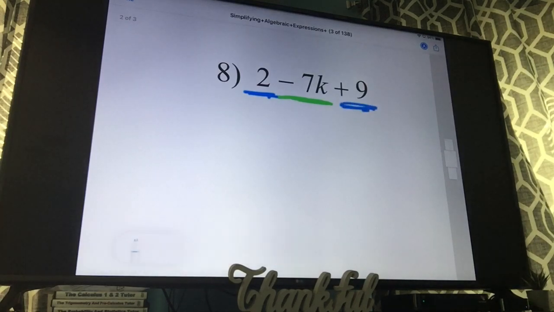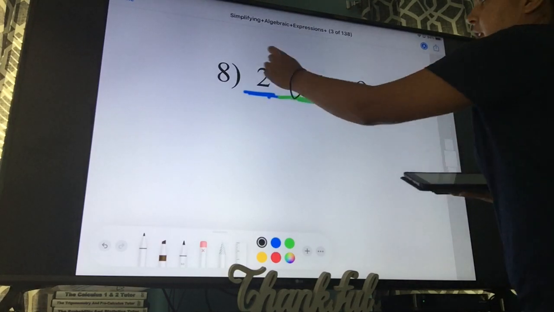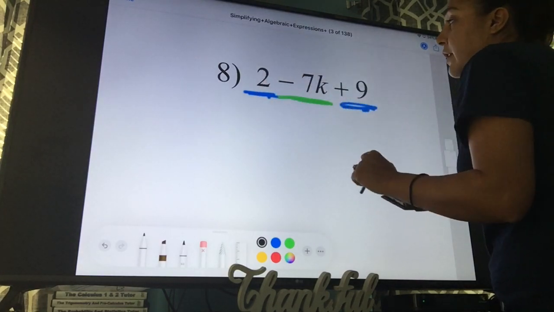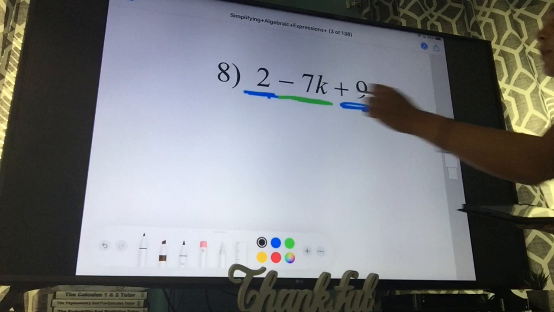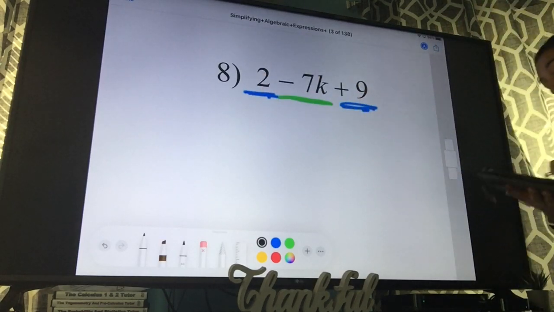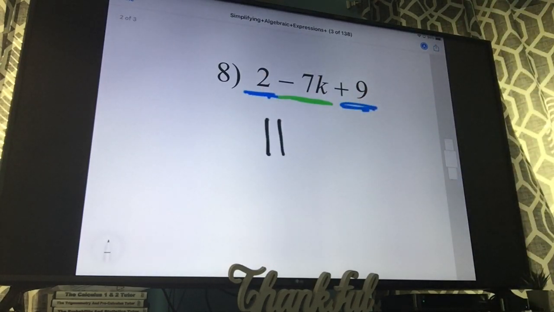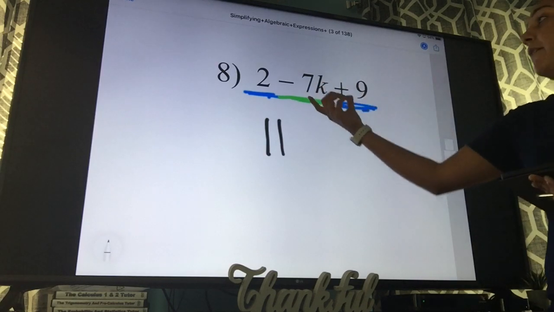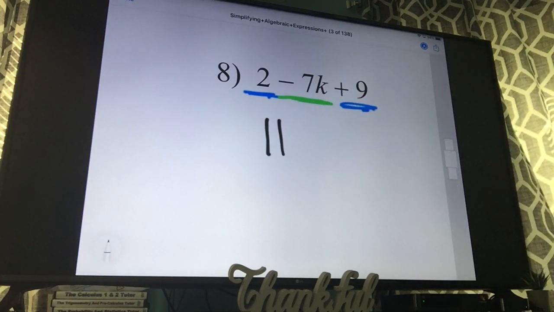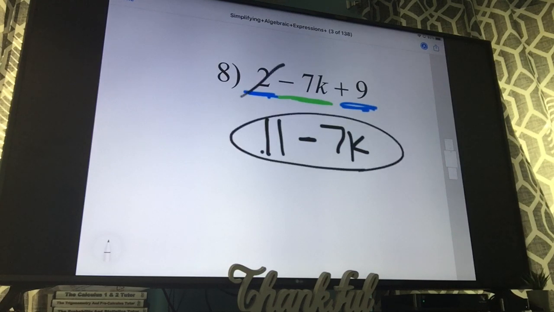And there's no sign in front of the 2, so what is it really? Is this 2 a positive or a negative? What sign is in front of that 2? Yeah, it's a positive. So I got a plus 2 and a plus 9 to give me 11. And then my minus 7k can't be combined with anything, so we're just going to write it down, minus 7k. And we've used everything. We used the 2, we used the 9, and we used the 7k.